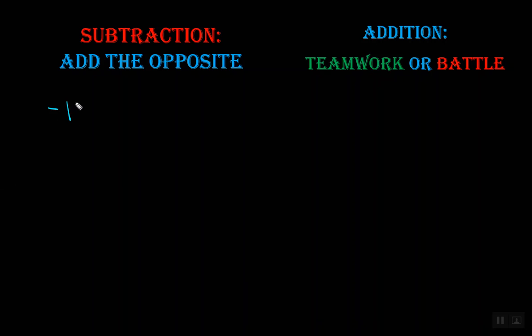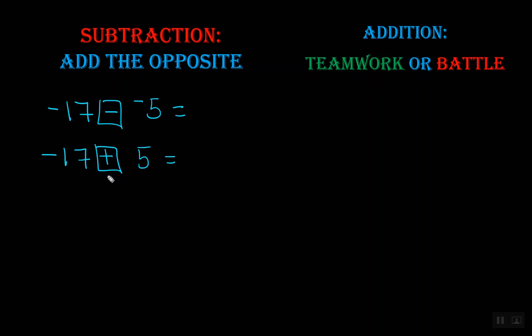All right, how about a negative 17 minus a negative 5? Let's see what we get there. I have a subtraction problem. I need to add the opposite. So I copy over the first number, I change my subtraction to addition, and I put the opposite sign on the second number. I now have a negative 17 plus a positive 5.